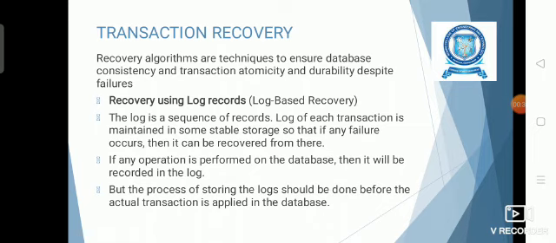The recovery algorithms ensure database consistency, transaction atomicity and durability despite failures. Recovery can be achieved by using the log records. This is called log-based recovery. The log is a sequence of records maintained by the system.